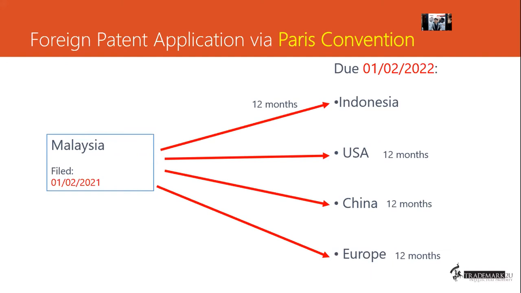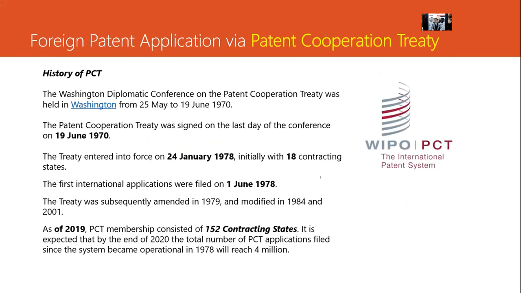So because of that, a group of countries gathered in the 1970s, in Washington, in the US, and they signed a treaty. They call it the Patent Cooperation Treaty, and that was signed on the 19th June, 1970. Now, even though they signed the treaty, it only entered into force on the 24th of January, 1978. Okay, so about 40 over years ago.